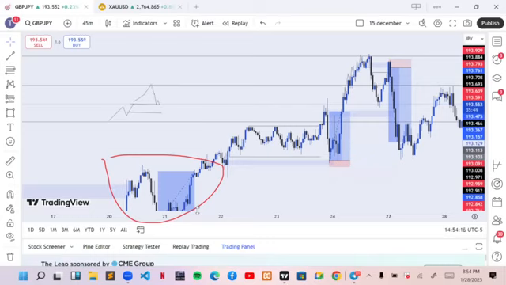GBP is the London currency. GBP is pounds. So because of that, I trade pounds in the London session. Then GBP JPY, because JPY is Japanese yen, I trade the Asian session and combine it with the London session for GBP. Then gold, I trade during the London session.